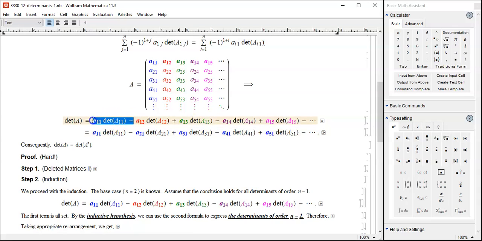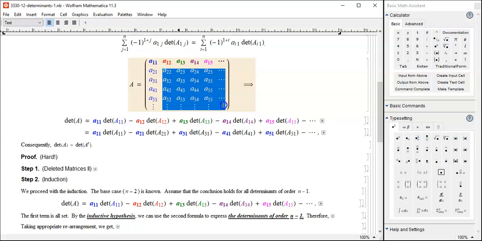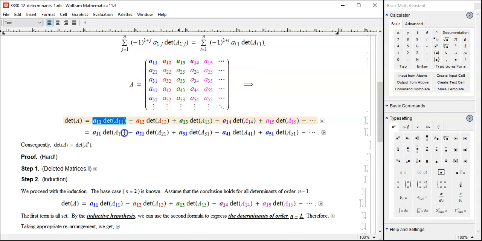Now, look at the first term. These two are the same. That's because whether you use first row or first column, the A11 entry is the same. So this is the same, and then the deleted matrix, that part is the same. So the first term is all set. How about the other terms? Determinant of A12, determinant of A13, and so on. Well, we need some work. And let's begin working.